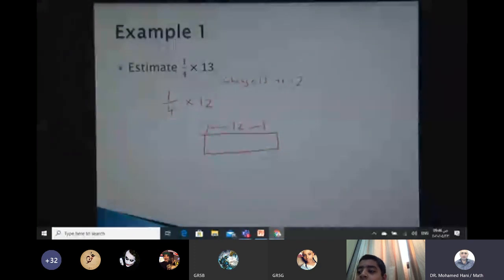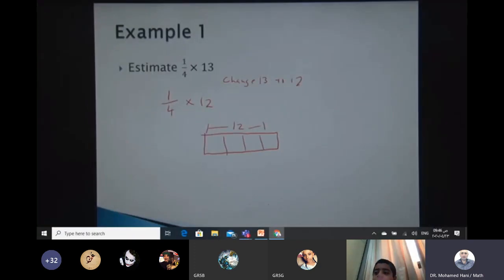So using my bar diagram, I divide it into 4 sections because that's my denominator. 12 divided by 4 is equal to 3, so each of these sections has a value of 3. Then I'm looking to find my answer. I just need one section, and 3 is one section. So my answer is 3. The key thing here is changing the whole number to a compatible number that is the closest multiple of the denominator.